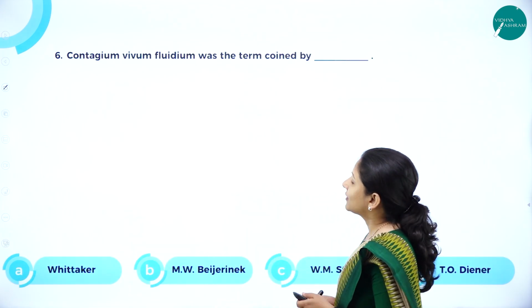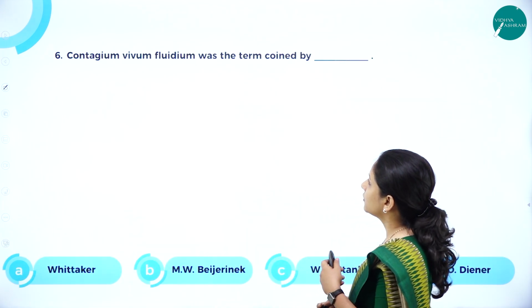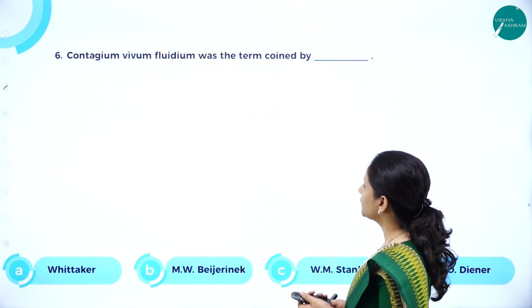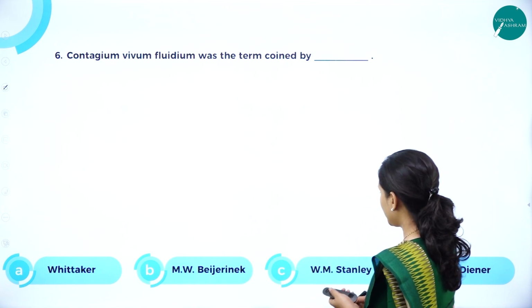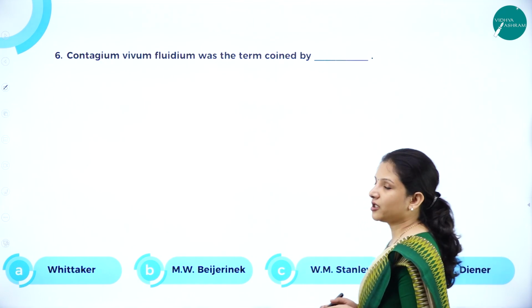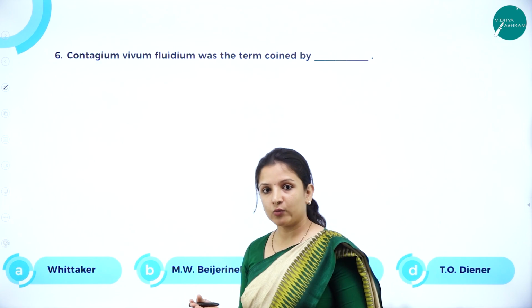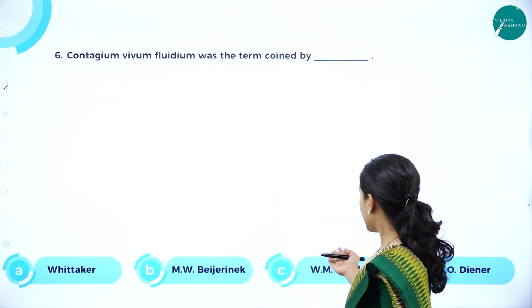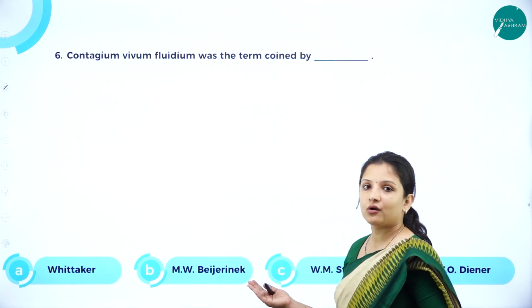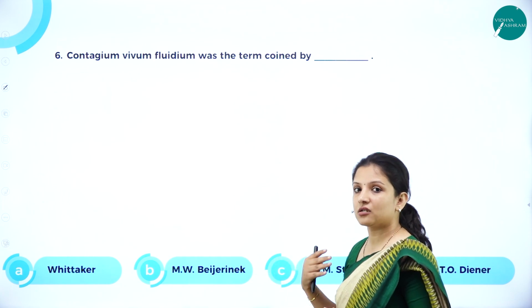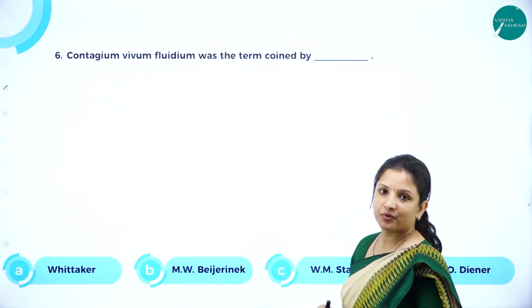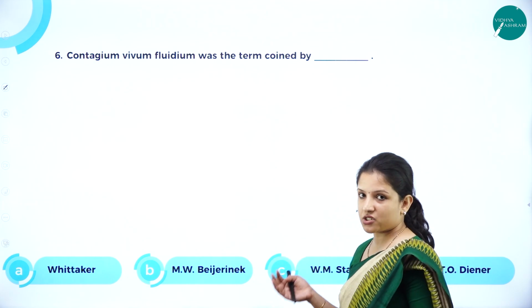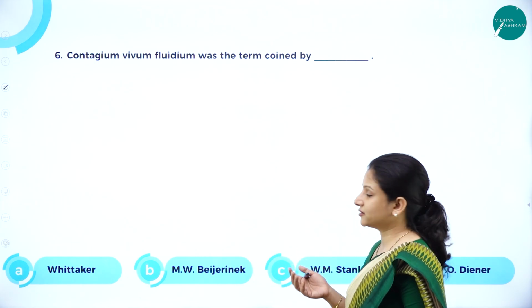Next, talking about contagium vivum fluidum, the term was coined by whom? Is it Whittaker, M.W. Beijerinck, W.M. Stanley or T.O. Diener? No, T.O. Diener actually discovered viroids. W.M. Stanley found out that viruses are inert, in the form of inert crystals, when outside a living host. Whittaker was the person who went in for classification. He has nothing to do with studying viruses.